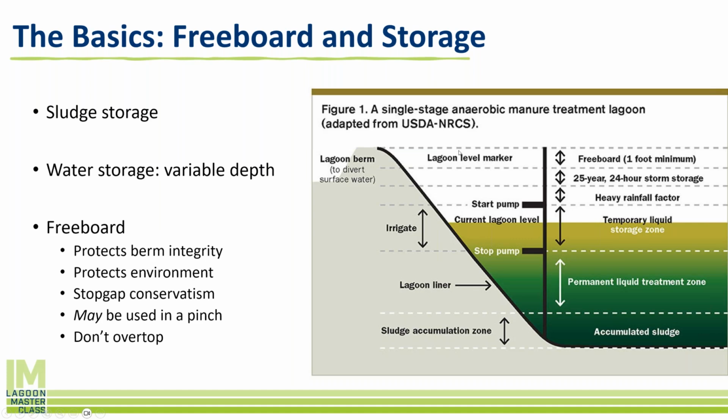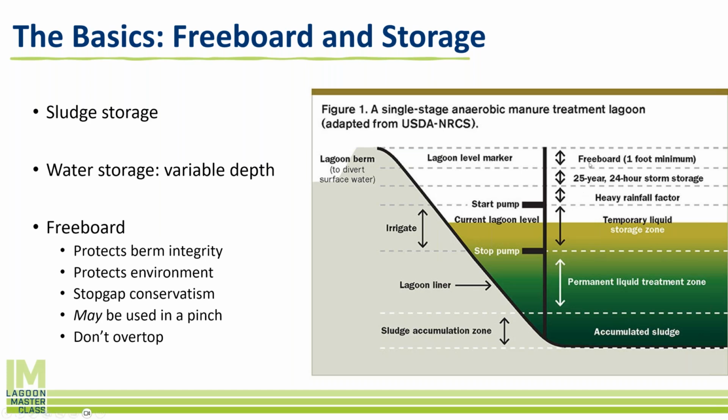This design right here only recognizes freeboard as 1 foot. I consider all of this freeboard. And what freeboard is, is extra area just in case. It is just in case we get a heavy rainfall. It is just in case we get a 24, 25 year, sometimes 50 or 100 year storm surge, and water and a lot of I&I flows through the pipe and starts to fill up the lagoon.